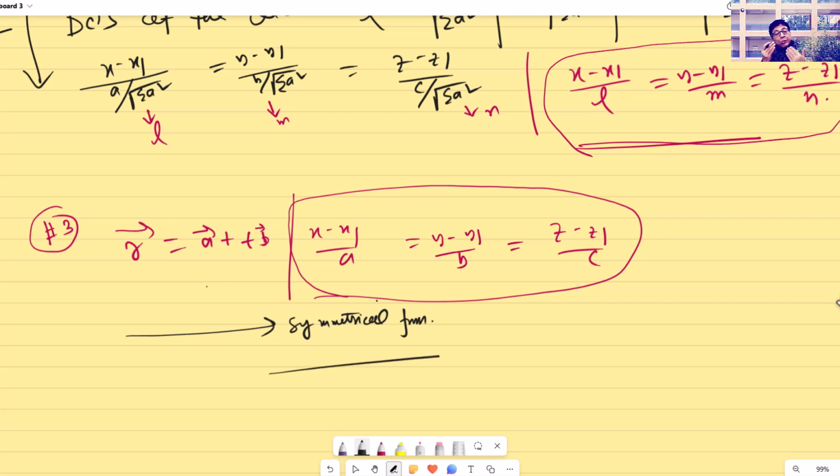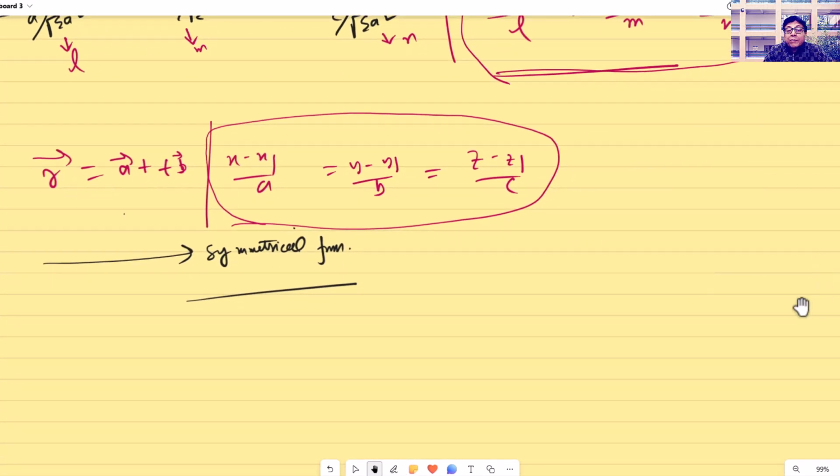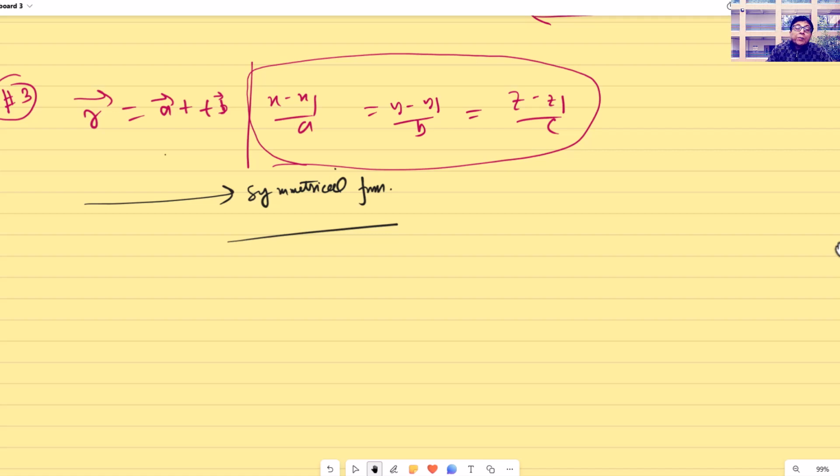Why do I want to make this observation? Because when you are dealing with problems in 3D, if the coefficients of x, y, z in the equation of line are all equal to 1, given exclusively in this form, then we say that it is symmetrical. If it is not, then before you solve the problem, I suggest you convert it into symmetrical form. If the coefficients of x, y, z are not 1, you must make them 1 by dividing and then proceed.